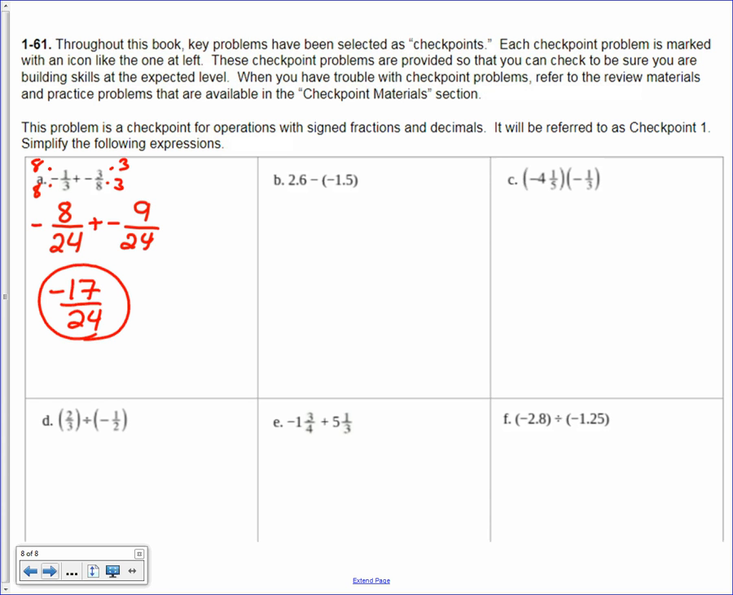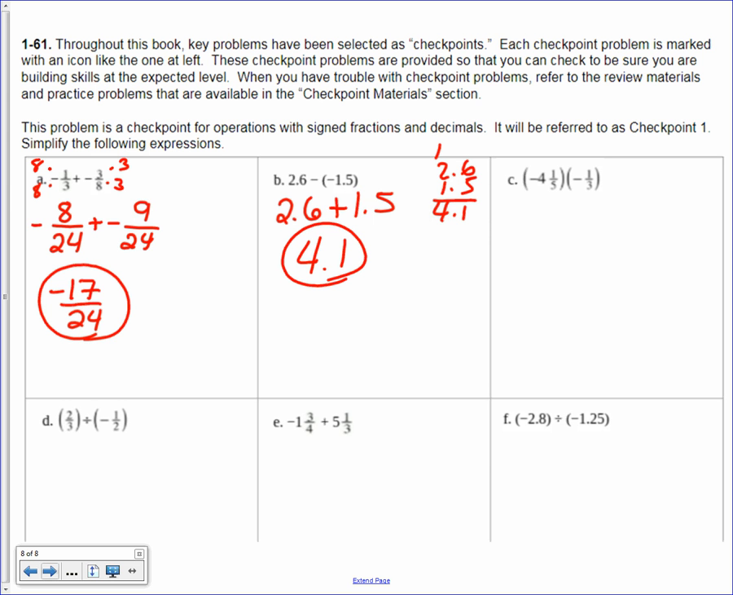For part B, first I want to change subtraction to addition. So I get 2.6 plus 1.5. So when I add them together, I get 11, carry the 1, 4. So it's positive 4.1, or 4 1/10.